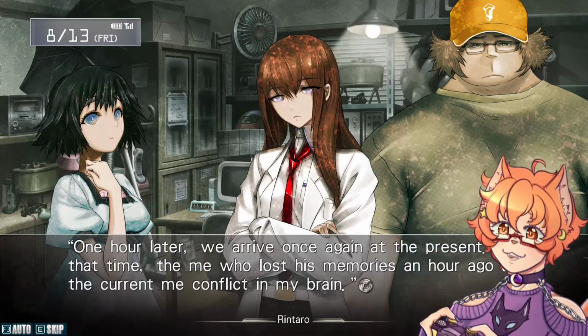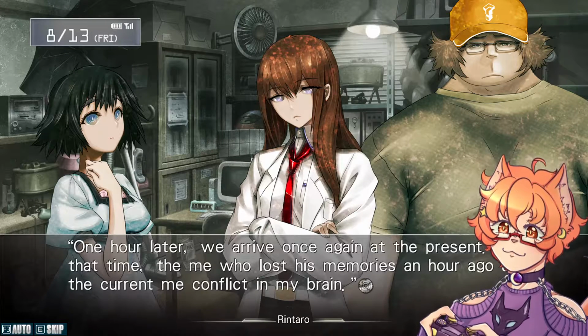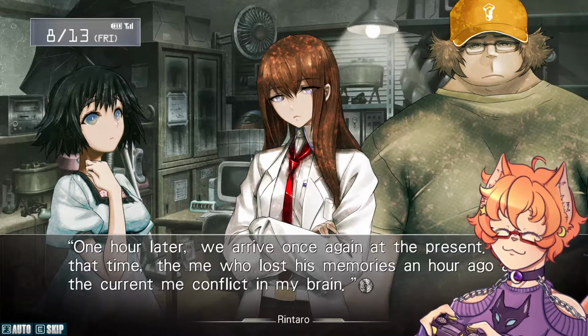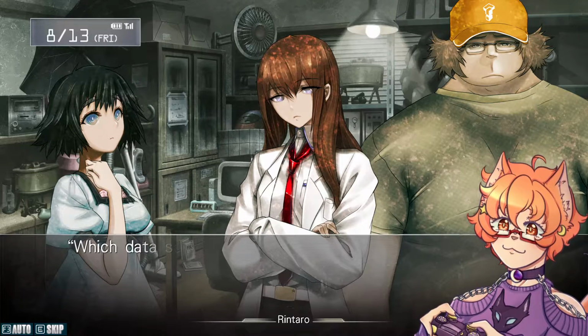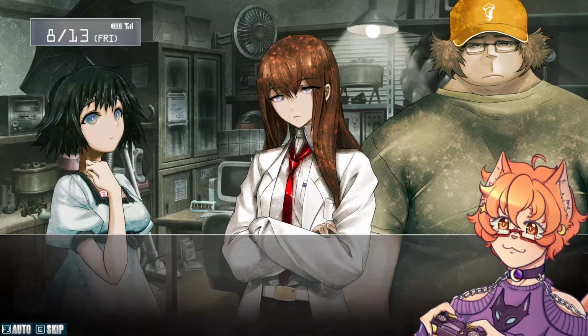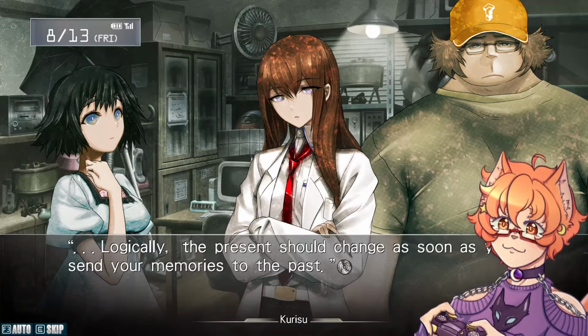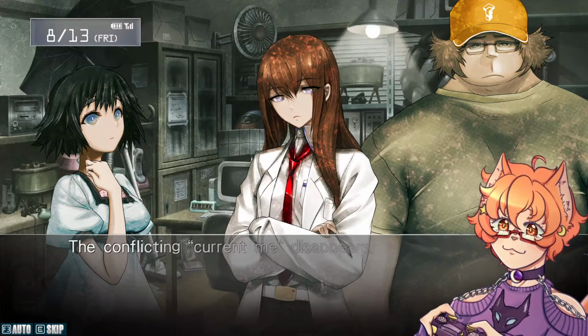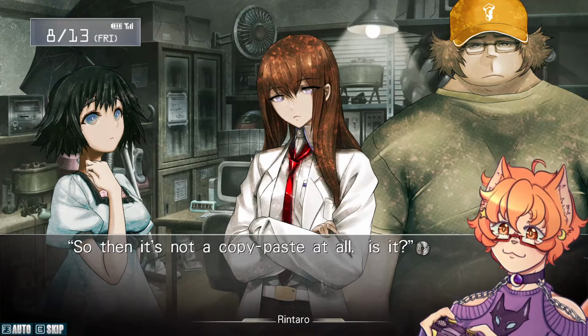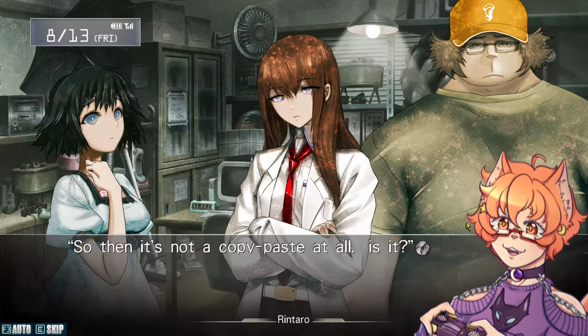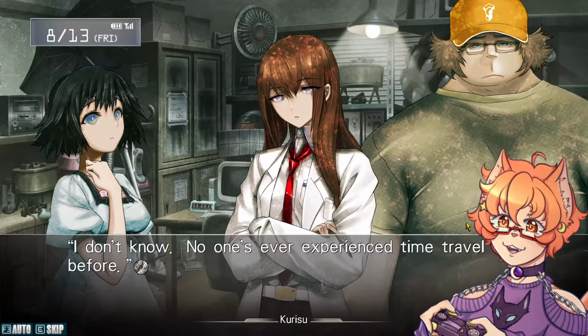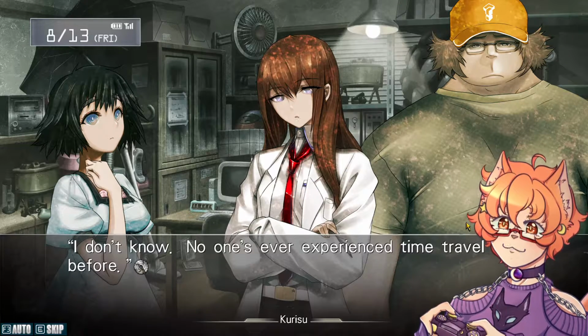1 hour later, we arrive once again at the present. At that time, the me who lost his memories an hour ago and the current me conflict in my brain. Yeah, that's what I was thinking. Which data set survives? Logically, the present should change as soon as you send your memories to the past. The conflicting current me disappears then. So then it's not a copy-paste at all, is it? It's a copy-paste erase? I don't know. No one's ever experienced time travel before.